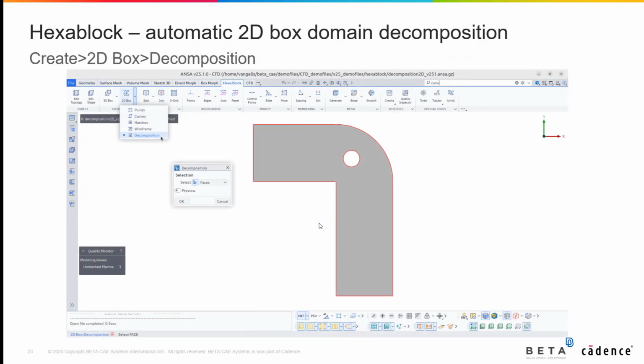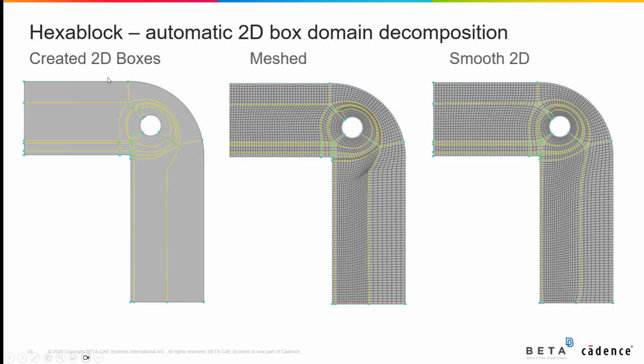Another new tool is the new 2D box decomposition function. The user can select planar 2D faces and Answer will automatically create the topology of the 2D boxes. It will create a topology that can be map-meshed using Hexablock, and this mesh can then be smoothed using Smooth 2D to obtain a high-quality structured mesh.